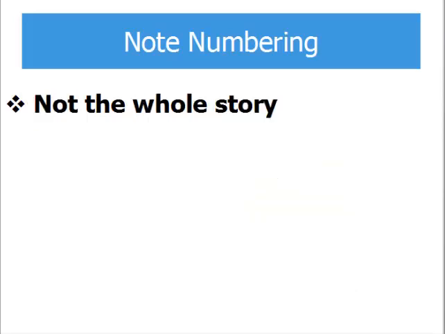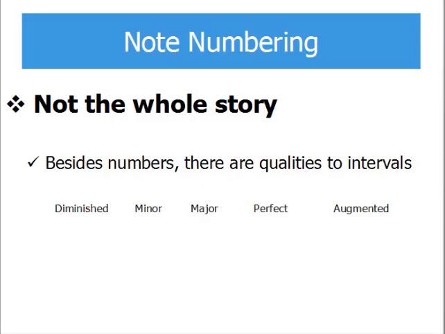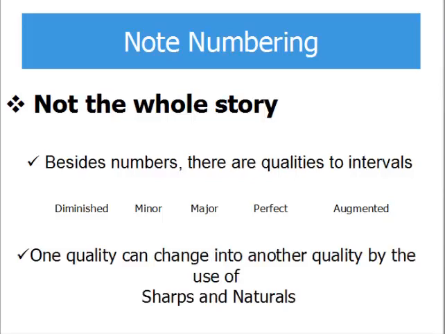But that's not the whole story, because we can change a regular 2nd or 3rd to have a certain quality. It can have a diminished quality, a minor quality, a major or perfect or augmented quality. Don't get scared of these labels. We'll get to know what they're all about later. Well, one quality can change into another quality by use of sharps, naturals, and flats.